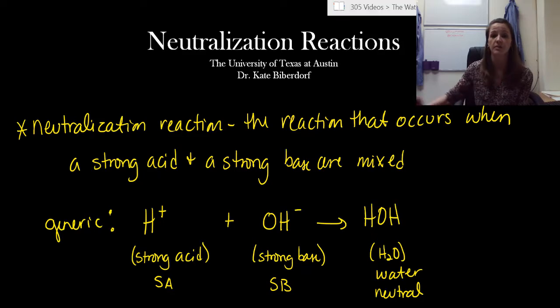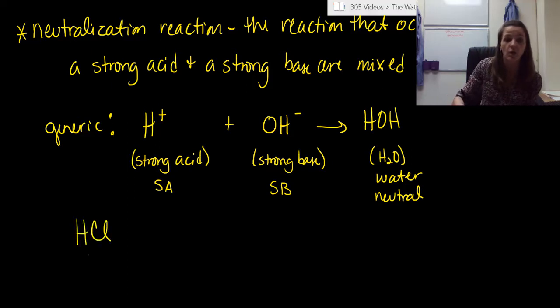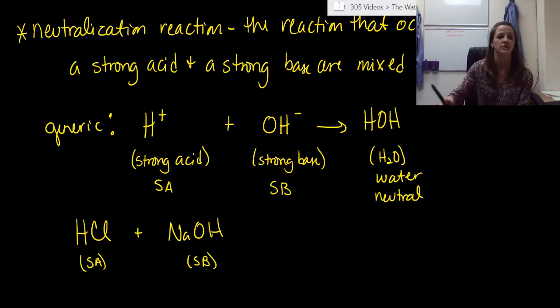What I need you to be able to do is predict the products when we take strong acids and strong bases and put them together. So let's look at an example. We have HCl, which we know is a strong acid, and we're going to treat that with sodium hydroxide, NaOH, which is a strong base. Remember, I asked you to memorize 3 of each. That's all you have to do.